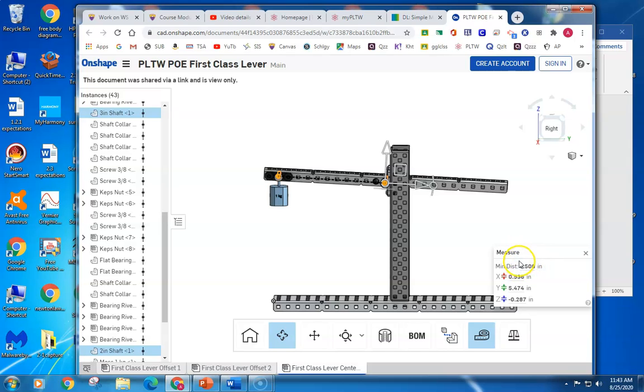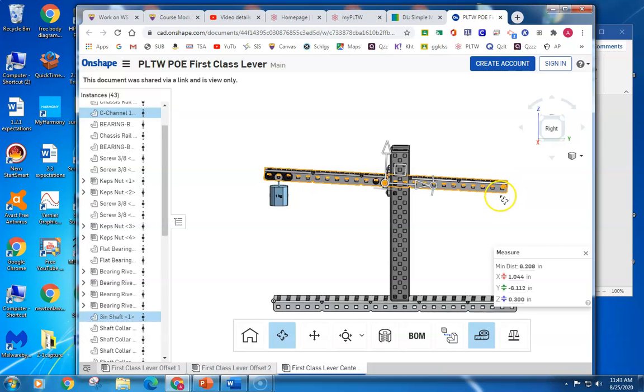Now then we want to measure our distance of the effort. That's going to be the distance from the pivot point to where we're applying our effort, which we're applying somewhere over here. Now to unhighlight what you've already got selected, just double click, and that'll deselect it, and we can measure again. So we'll go from this axle again, and we'll go to this little square right there, and it says 6.2. So that'll be our distance of effort, 6.2. So 5.5 and 6.2.